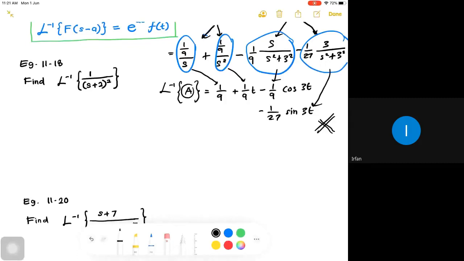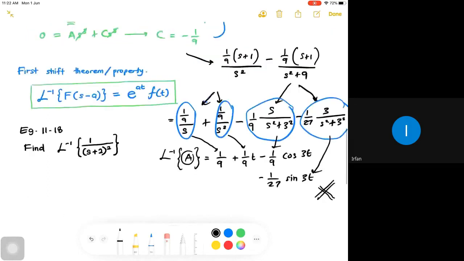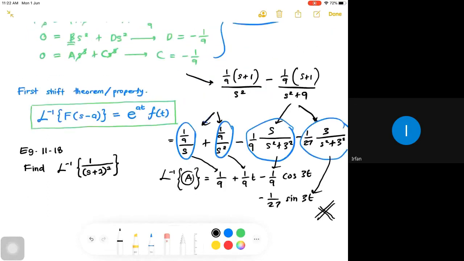We have learned about the first shift theorem. So in this example 11.18, we will apply the first shift theorem. The theorem is quite easy. This is the theory that you need to understand. It is given in the formula. Okay.